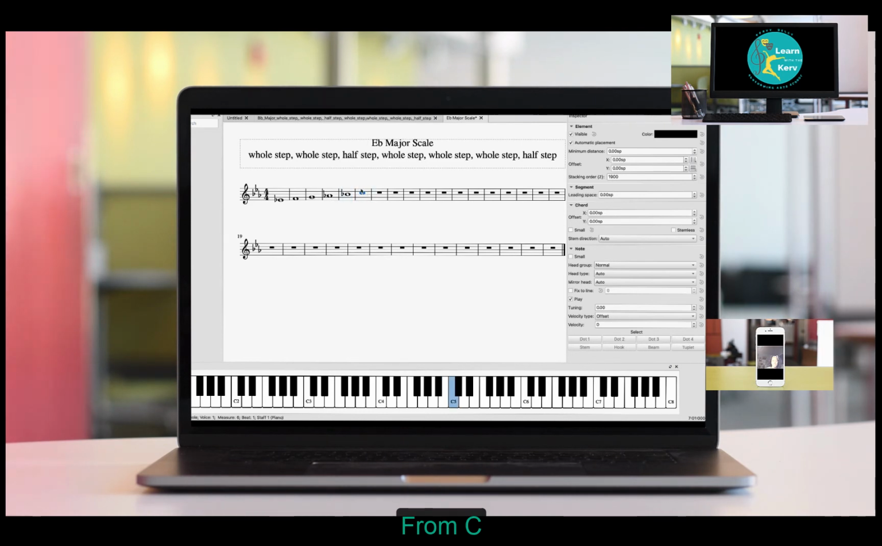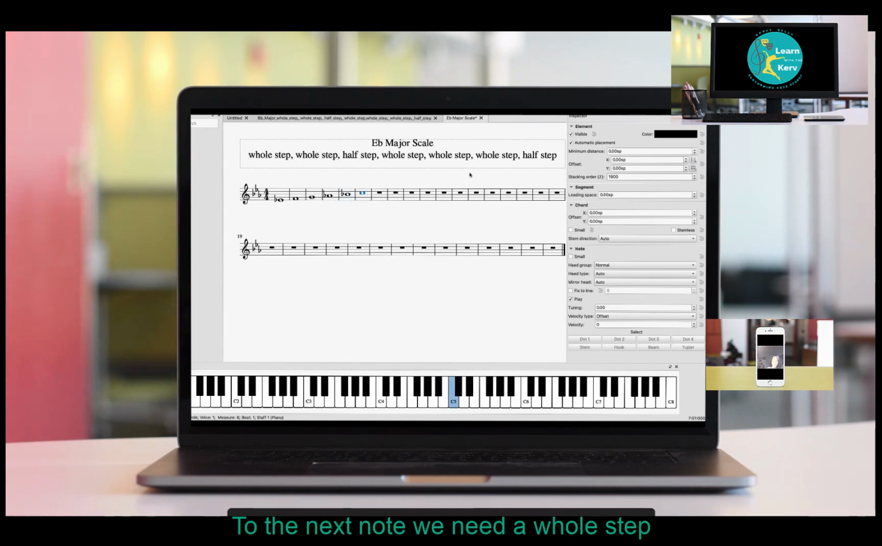From C to the next note, we need a whole step. From C to C sharp is a half step. From C to D is a whole step. Our next note is D.